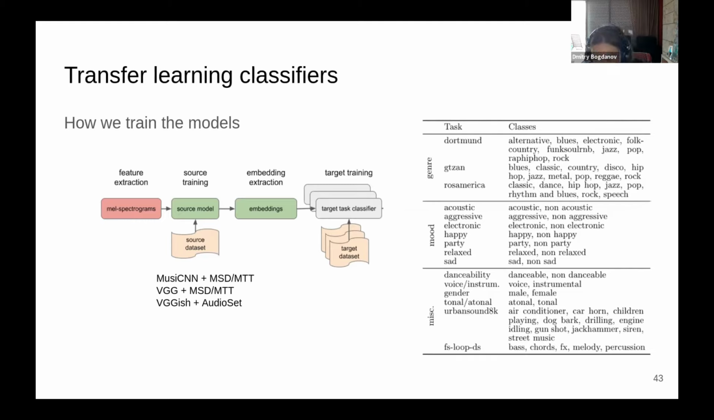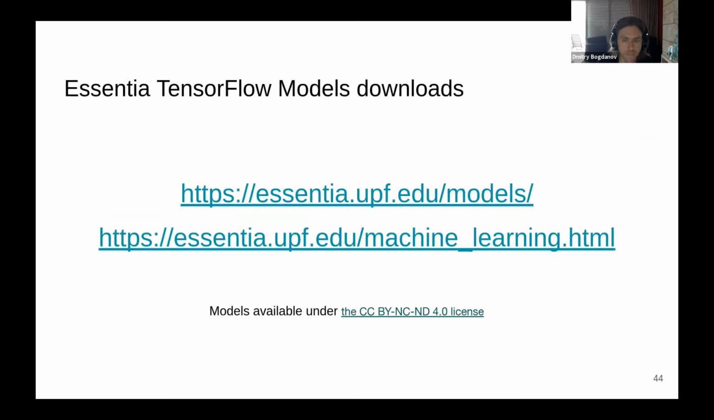This is a table of classifiers we have right now. As you see, we have one actually for sounds like air conditioner versus car horn, children playing. Just some research data sets that we used to train these classifiers. Now you can see all the models are available at this URL, and there's a description. All the models are under a Creative Commons license, non-commercial, non-derivative.